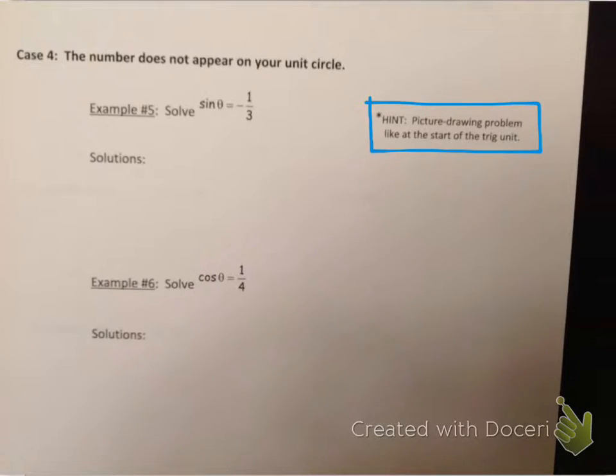So if I look at this fifth example, it says sine of theta is negative 1/3. Okay, remember sine is the y coordinate of something. And so if that's a negative number, that means that my picture is in one of two places. The only two places where sine is negative would be down here or down here.